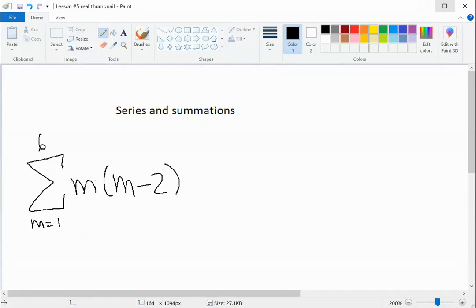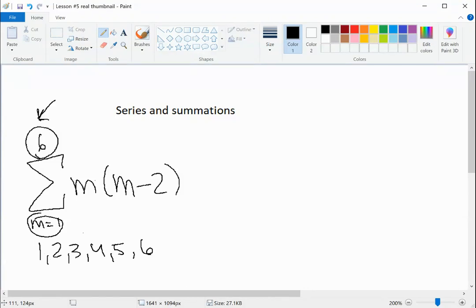So again, to reiterate from last video, the number that we have above the sigma is the number that we essentially end at, and the number below the sigma is the number that we start with. So knowing that, we're going to go ahead and list out all our values. So we're going to get 1, 2, 3, 4, 5, and we're going to stop at 6 because it matches the number above the sigma. So knowing that, we're going to take all these values and place them one by one into m times parentheses m minus 2.